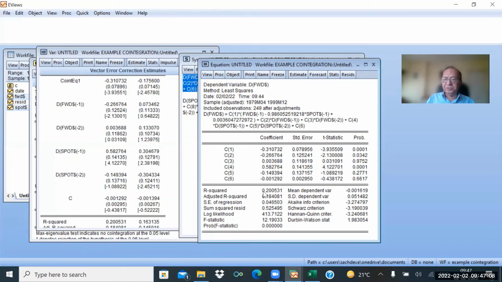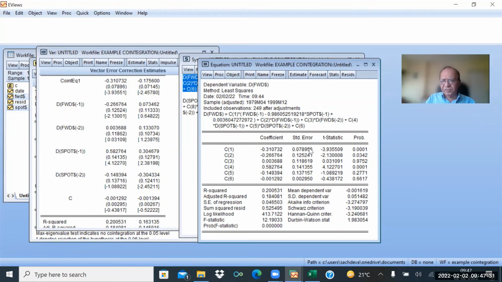R square is 0.20. Durbin-Watson is 1.98. Durbin-Watson is near 2. It is now very clear. So there is no problem. R square is less than Durbin-Watson. Now let us see if we can work on this equation.